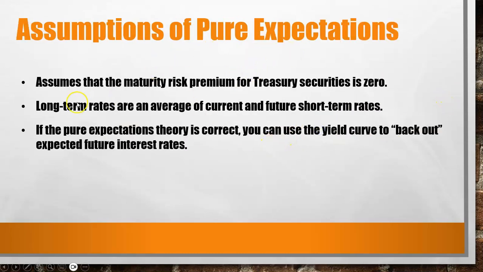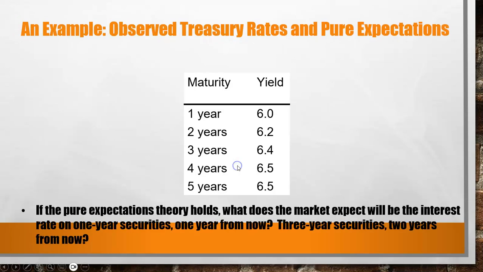Assumptions of pure expectations: it assumes that the maturity risk premium for Treasury securities is zero. The United States government is not going to default on their securities. That means it has no maturity risk. Long-term rates are an average of current and future short-term rates. If the pure expectations theory is correct, you can use the yield curve to back out expected future interest rates.